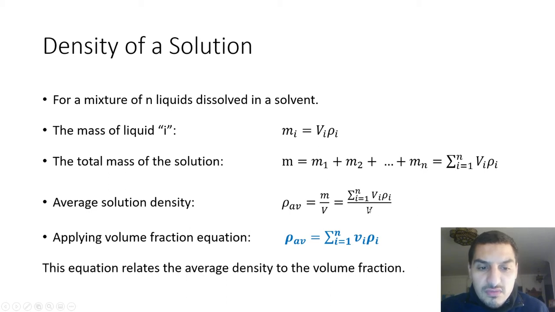If we divide vi by v, it's going to be the volume fraction. So the average density is going to be the summation of the volume fraction multiplied by the density of each single component. This is a good relation that we can use to get the average density if we know the volume fraction of each one of the components.